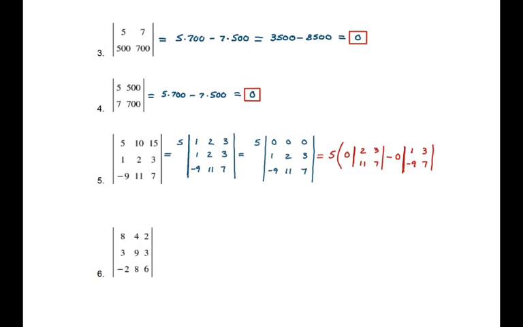Which again, if I cross out row 1, column 2, I get 1, 3, negative 9, 7 are the entries that are left. And then if I do the same thing for the third entry in that row, and I'll talk about the signs here, positive, negative, where those come from in a second, the third entry of the first row, the minor of that would be 1, 2, negative 9, 11.